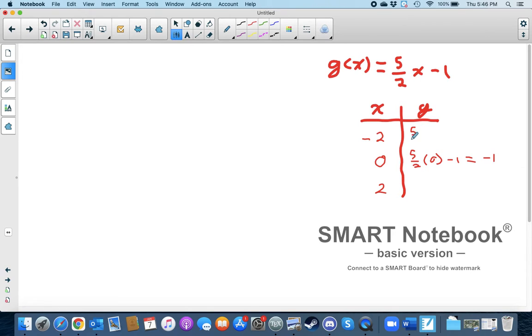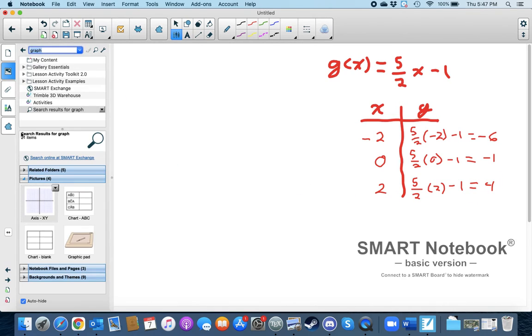So 5 halves times negative 2 minus 1 is, well, negative 2 times 5 halves is negative 5. Negative 5 minus 1 is negative 6. Now we're going to evaluate it at 2. So my input is now 2. And 5 halves times 2 is just 5. 5 minus 1 is 4.